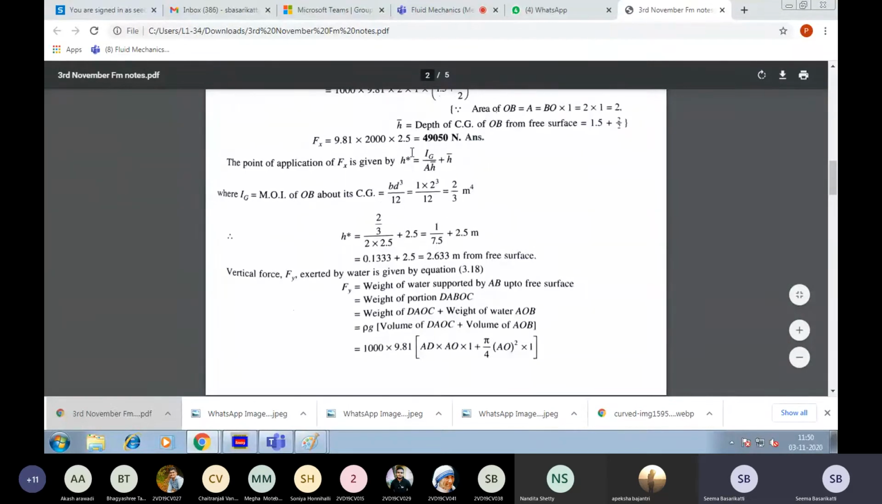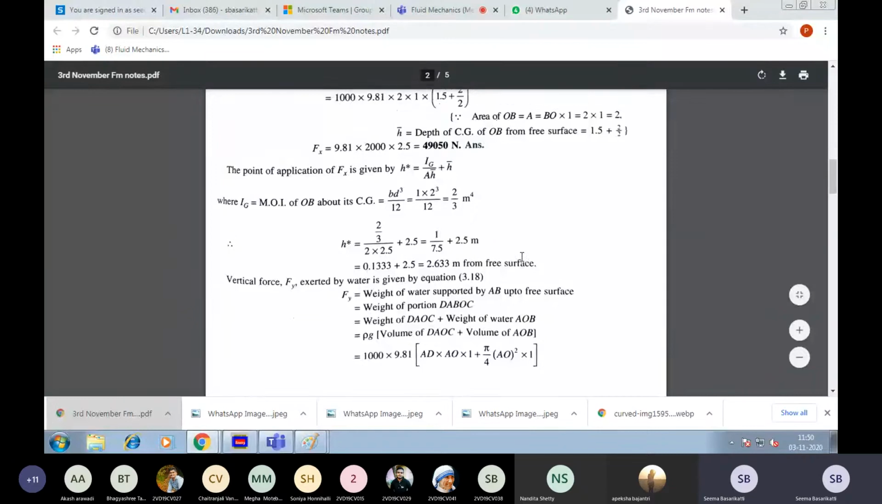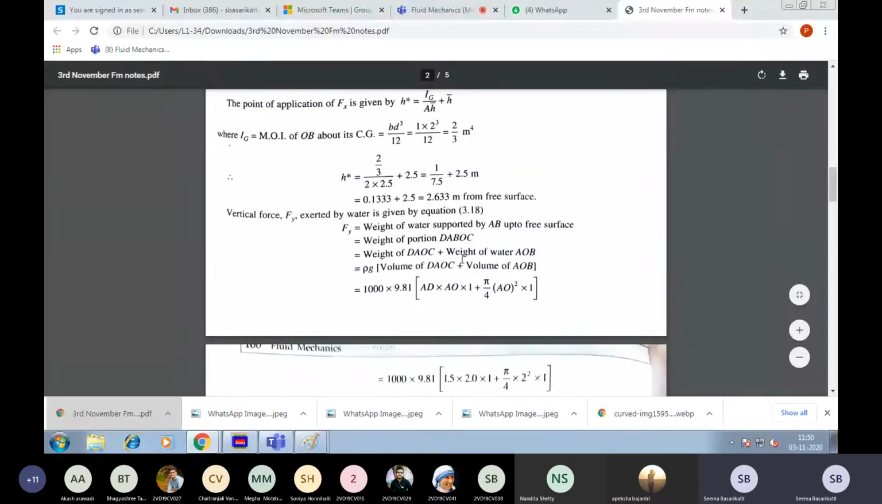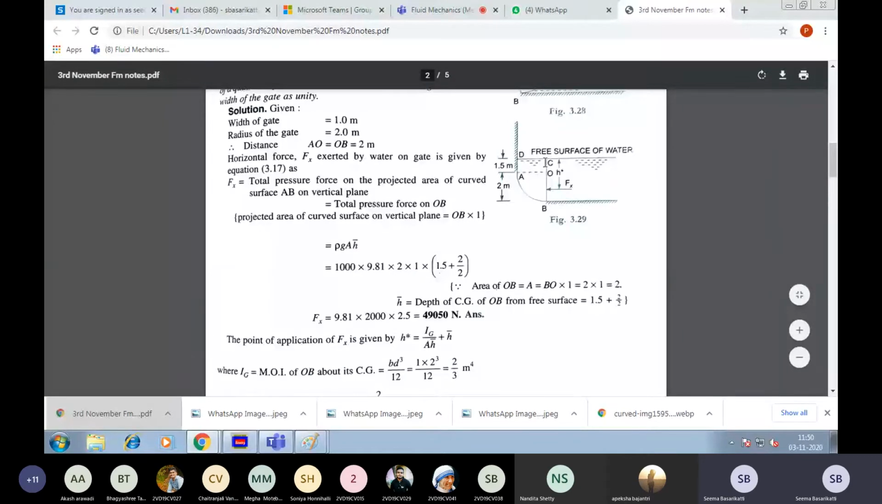Since it is a vertical surface, Ig is nothing but BD cube divided by 12. Equate the values, and you are going to get the value of H star as 2.633 meter from the free surface. So it will come somewhere here. So force Fx is acting at a distance of 2.633 from the free surface of the liquid. Now you know the position of Fx.